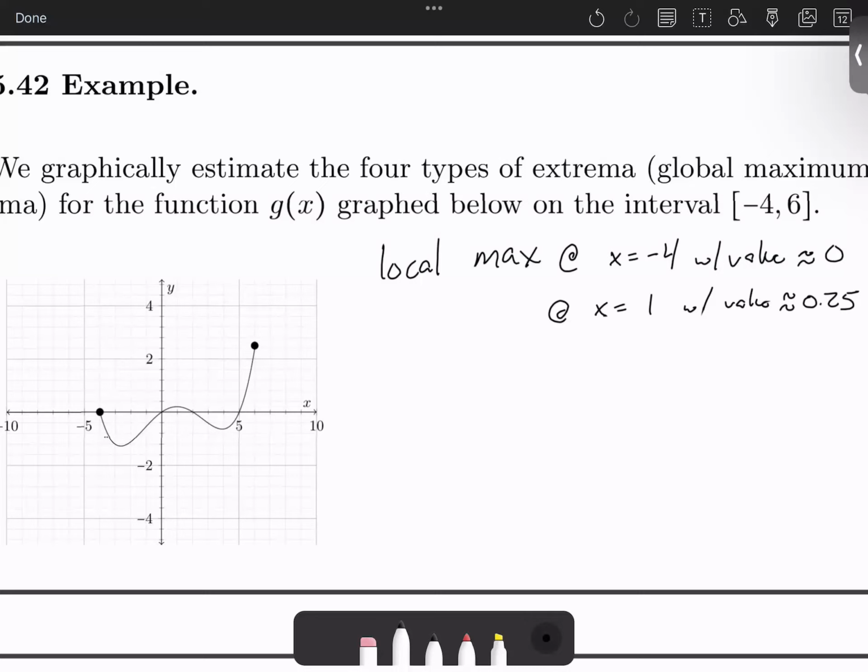Where else do we have maximums? None of these are maximums. None of these are maximums. But that point right there at the end of our interval is a function value that's taller than all of these function values. So we have another one at x is equal to 6. And it seems like the actual maximum value is maybe 2.5.